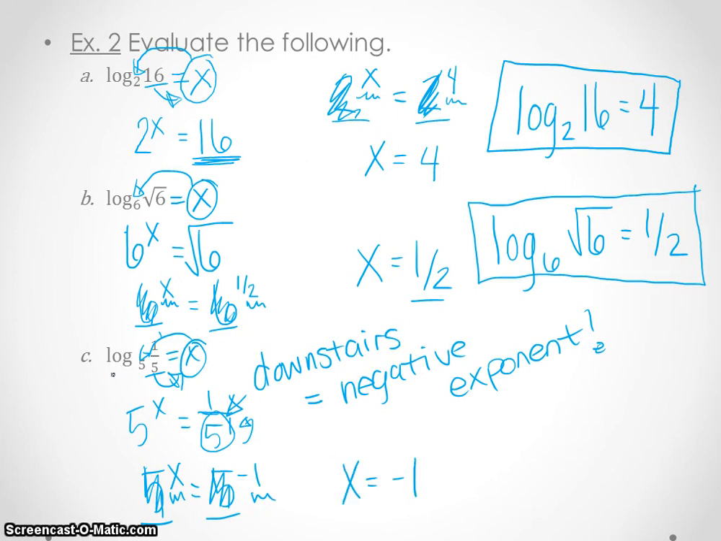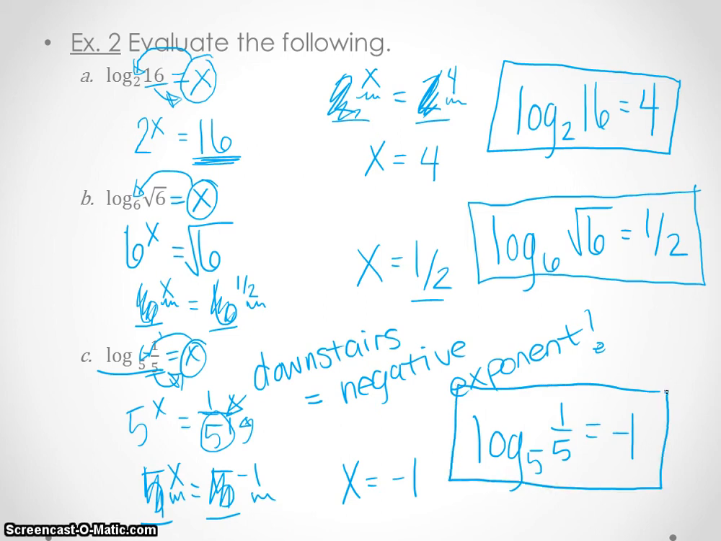They didn't care about the x, they wanted log base 5 of 1/5, so we'll rewrite it: log base 5 of 1/5 is -1. So there's our answer. And notice none of these were decimals that repeated, so we used exactly equal to and not approximately equal to here.